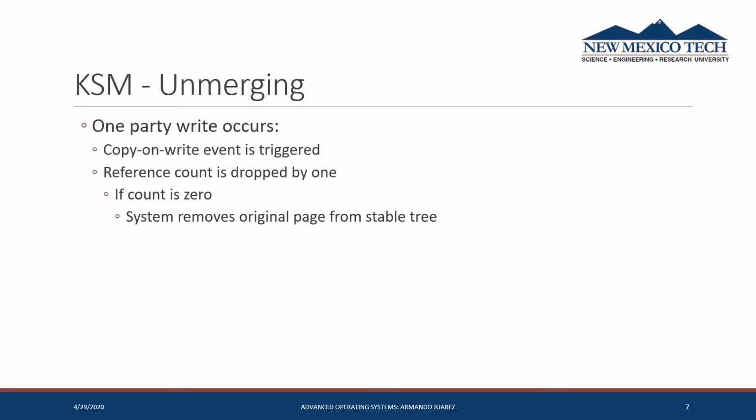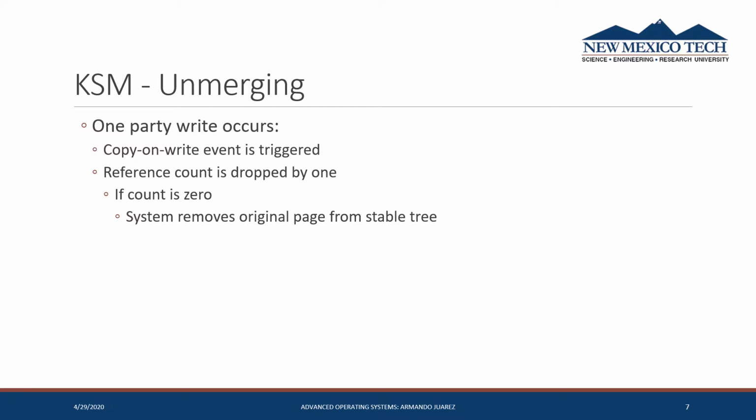Next, we have unmerging. The idea here is that there is one party that would like to write something to something that has already been in that fused list. And so what happens is a copy on write event is triggered, and the reference count is dropped by 1. And if the count is 0, the system will remove the original page from the stable tree. This implies that as long as there is a single user on any file, then it will always be part of some tree available to be a candidate for fusion.